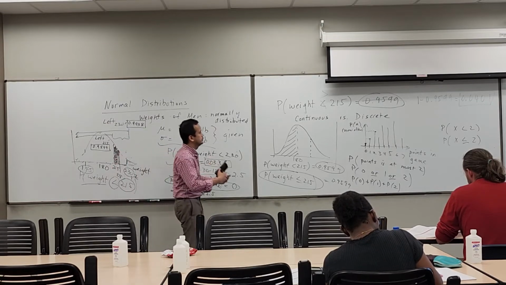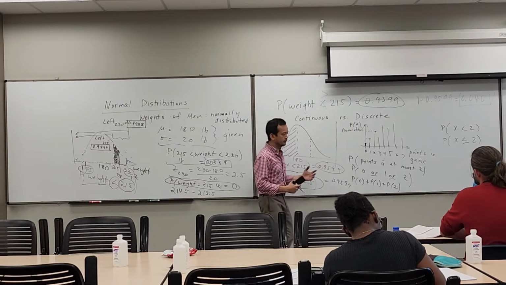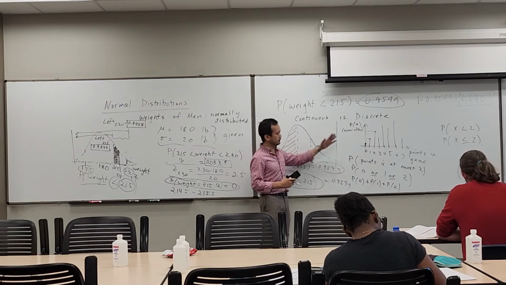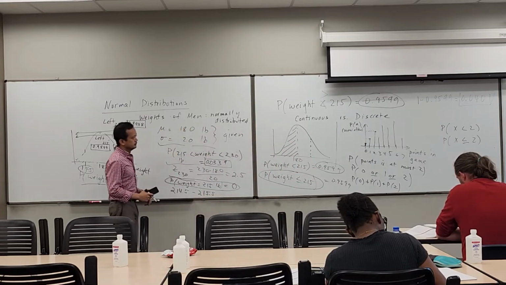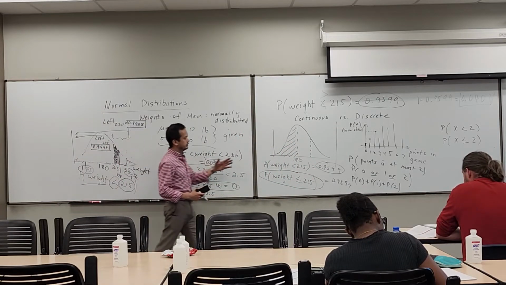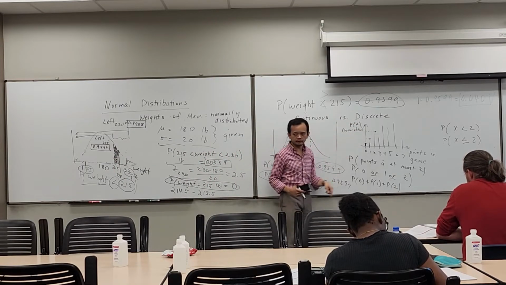So that's why the distinction between a continuous distribution and a discrete distribution is important, because the way that you calculate probabilities for each one differs. In the case of a continuous distribution, it's using area. In the case of a discrete distribution, you're adding individual heights of bars.